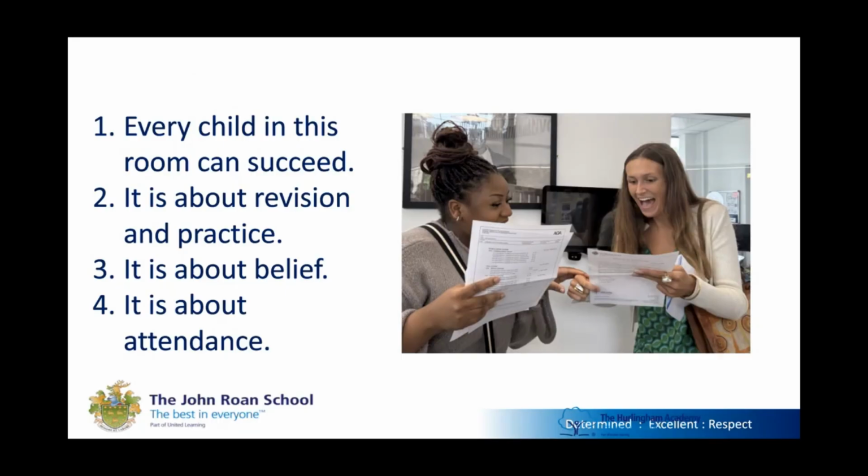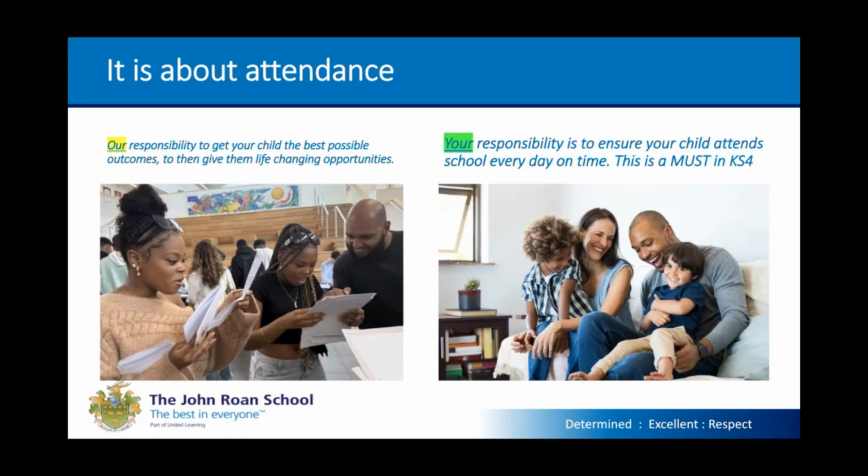Now, at the John Roan School, we know that it's not about intelligence, and we know that every child in Year 10 can succeed, and that is a message that we give them every single day. And actually, it's about revision and practice, making sure that we don't give up and we're resilient. It's about belief and having that confidence that every single student can achieve to the best of their ability with us. And it's also about attendance, making sure that you are in every day on time.